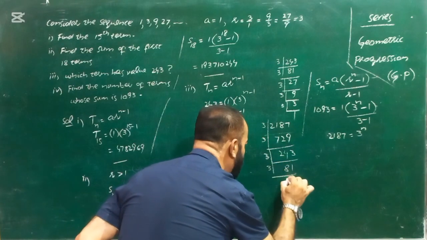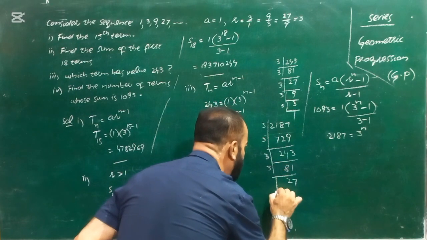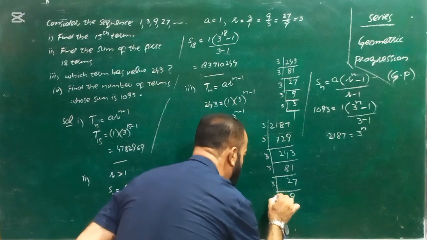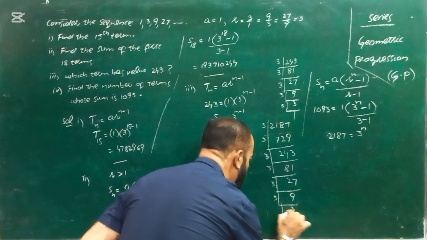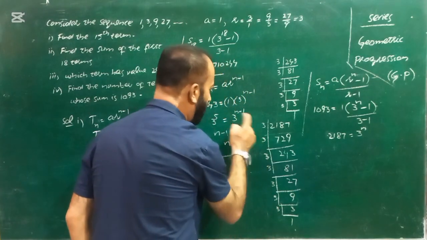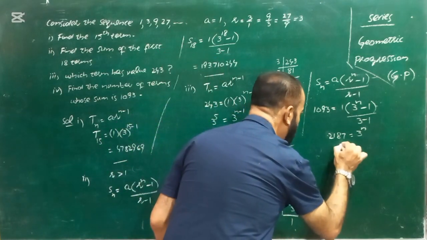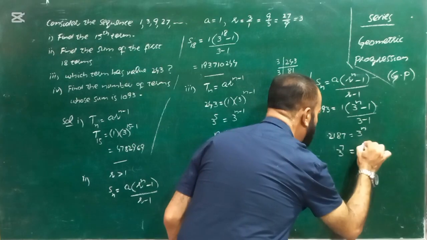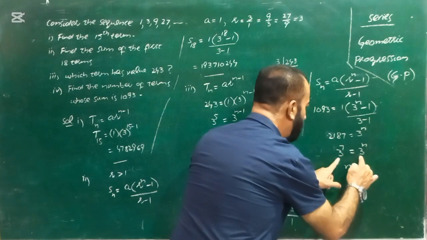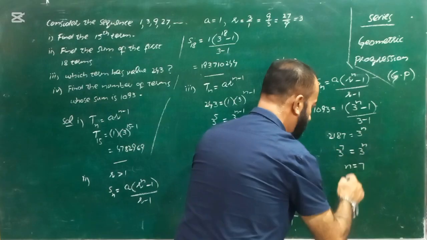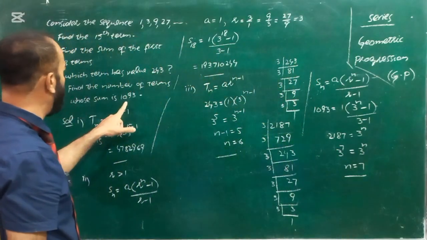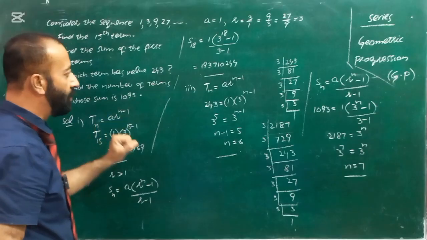Counting the divisions by 3: 1 2 3 4 5 6 7. So 3 raised to power 7 is equal to 3 raised to power n. So n is equal to 7, because bases are equal, powers will be equal. So this is the sum of the 7 terms. So this was the solution.